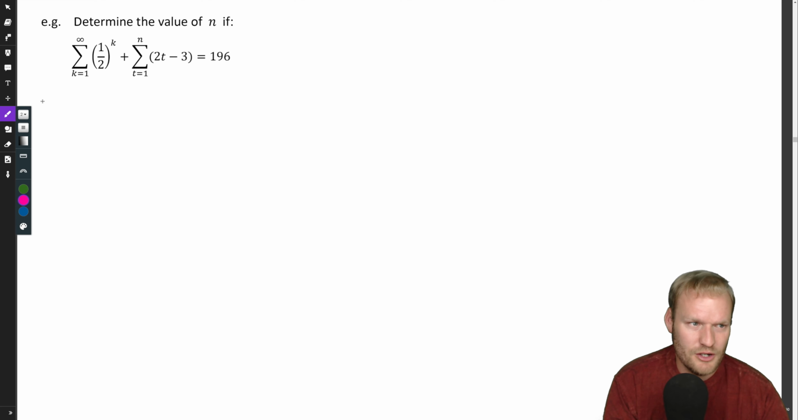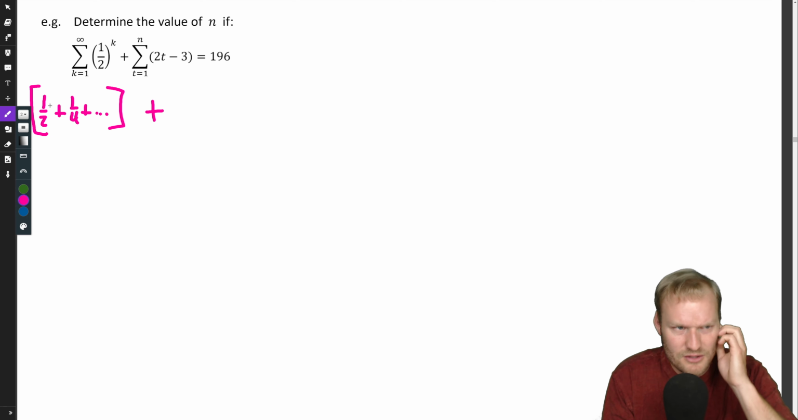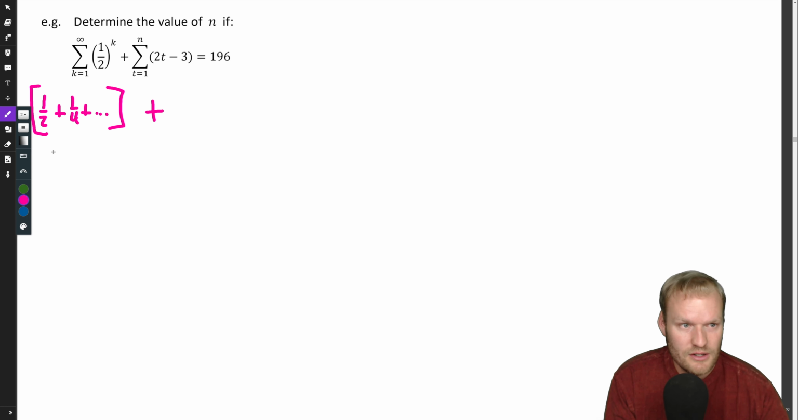So this first part here, let's substitute different values of k. If k is 1, we've got a half, plus if k is 2, we've got a half squared, which is a quarter, plus, and that's going to carry on forever. Now, this sum, I already recognize it as a sum to infinity of a geometric progression. So we've got a geometric progression where our first term is a half and our common ratio is also a half. So our sum to infinity is a over 1 minus a half.